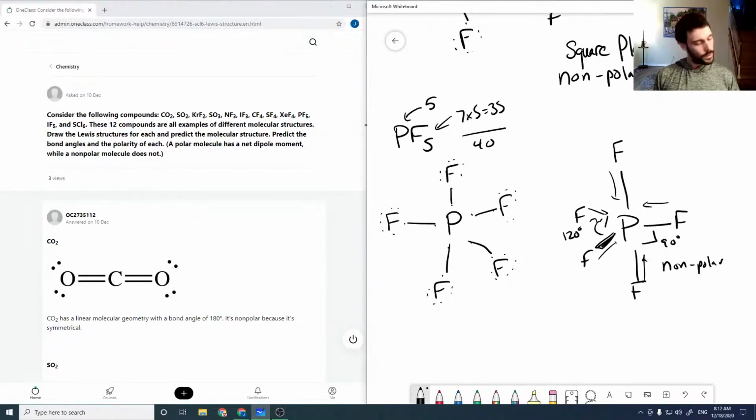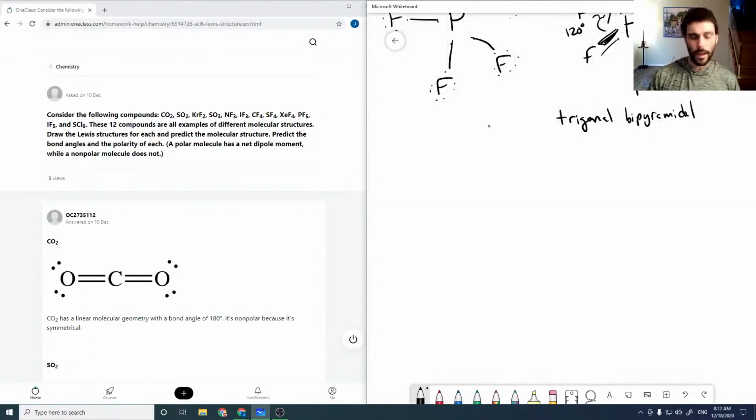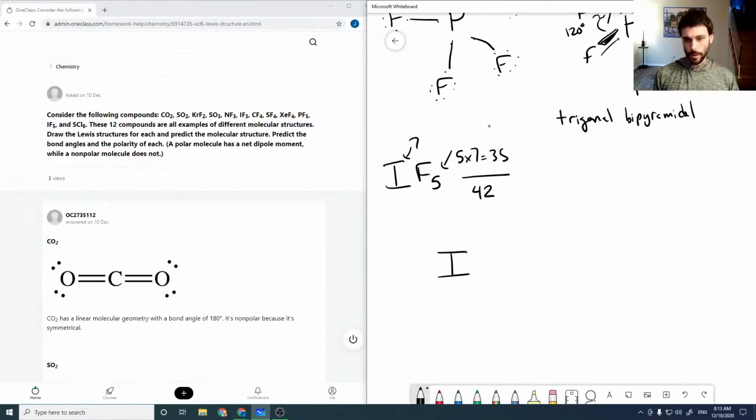And the structure is trigonal bipyramidal. Okay, and a couple more. IF5. So here we have 7. Here we have 5 times 7, which is 35, for a total of 42. So iodine needs to have 5 bonding partners, and then it's going to have a lone pair.